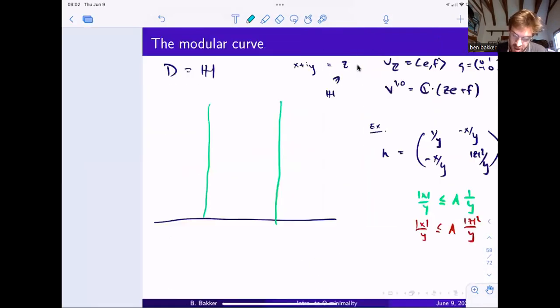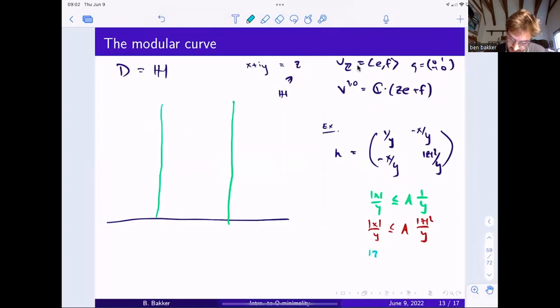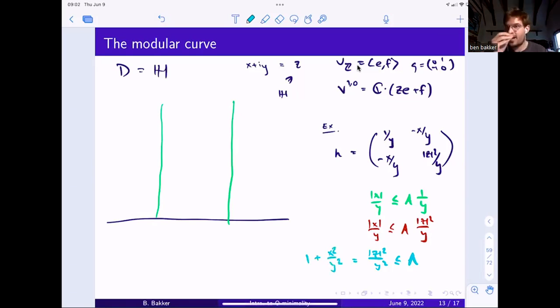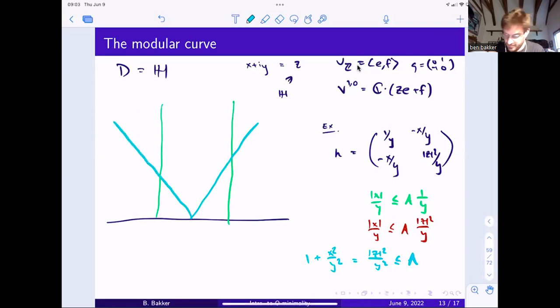What else? This volume condition is saying that this product, which is this, is less than or equal to A times the determinant. The determinant is 1. So this is bounded by A. And this is just 1 plus x squared over y squared. So really what we're saying is that x squared over y squared is bounded. So that's just saying that the slope of our point is bounded from below. So this region looks like one like this. So it's on this side of this blue part.